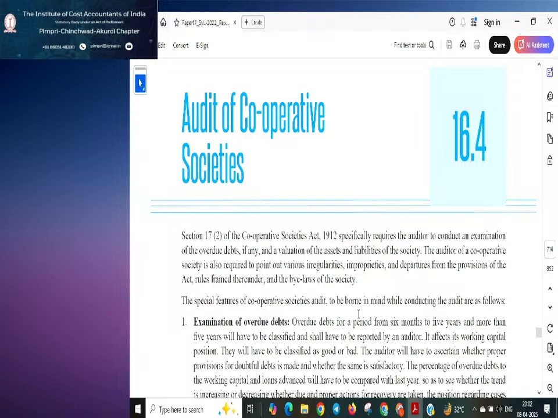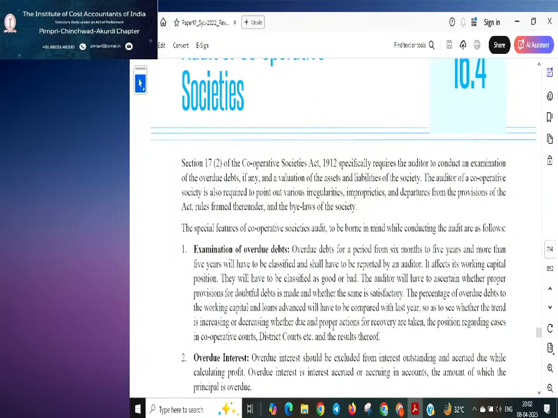So these bylaws, the rules and regulations, whoever is going to audit, first he should get well versed with that, and only then he can do the audit of a cooperative society. The special features of cooperative societies audit are as follows. First one, examination of overdue debts. Overdue debts for a period of 6 months to 5 years and more than 5 years should be classified and reported separately by an auditor.